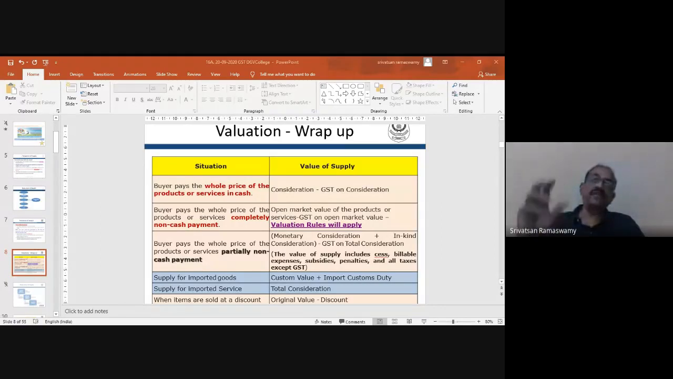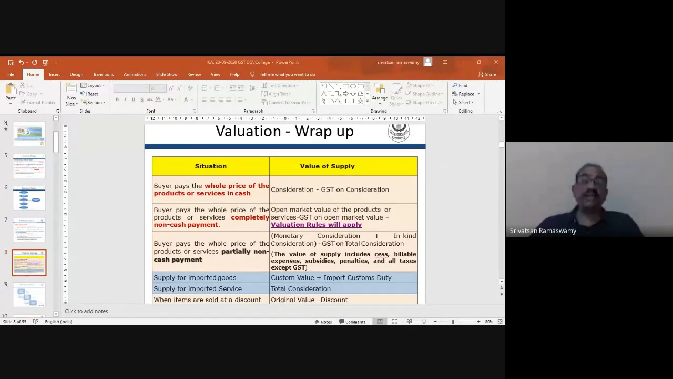And let us assume that 10% GST is payable on that. So how much will be my bill to him? 1 lakh rupees plus 10% GST. 1 lakh 10,000 rupees is the bill that I will raise to him. He will be paying me 1 lakh 10,000 rupees. 10,000 rupees I will deposit to the government. 1 lakh I will keep as my consultation charges. So this is essentially a normal transaction, right?